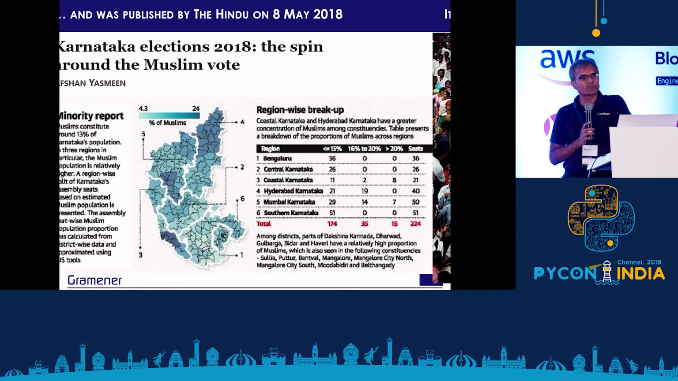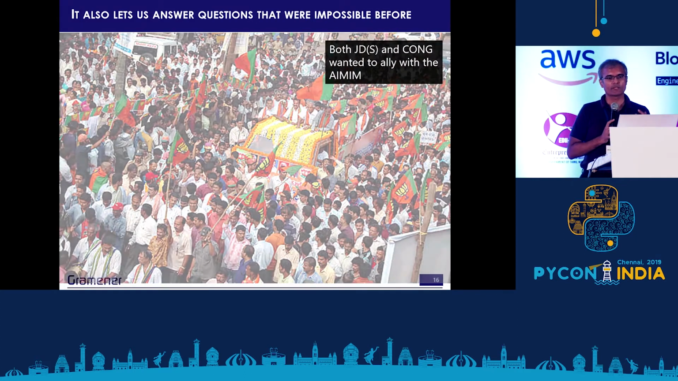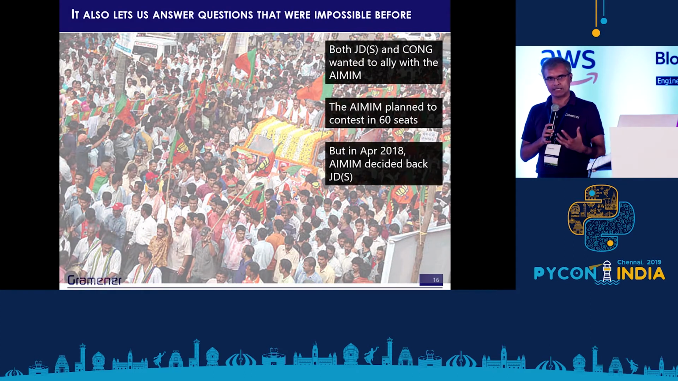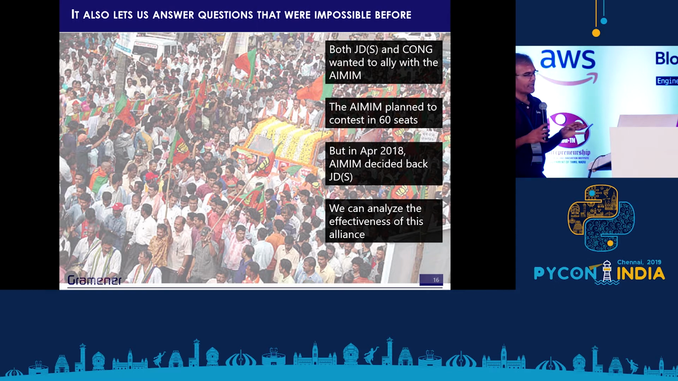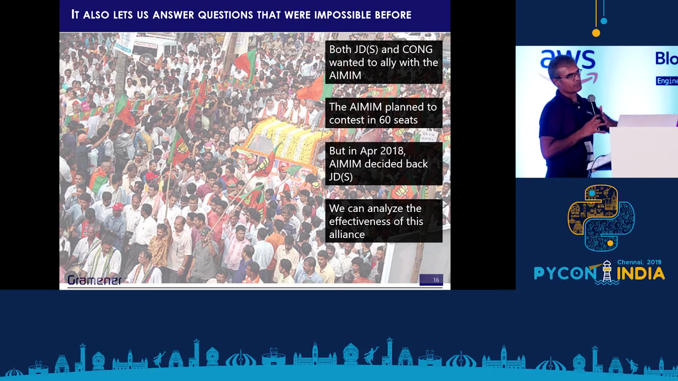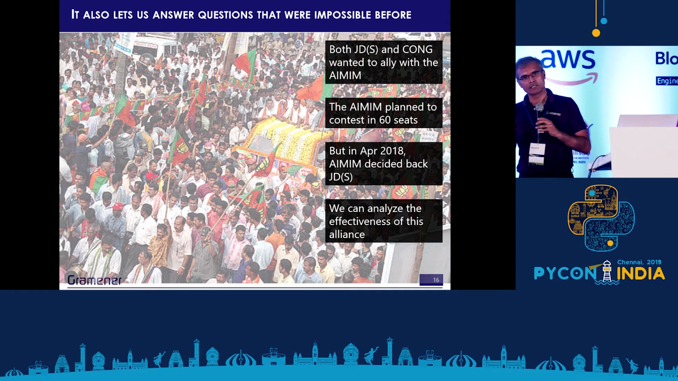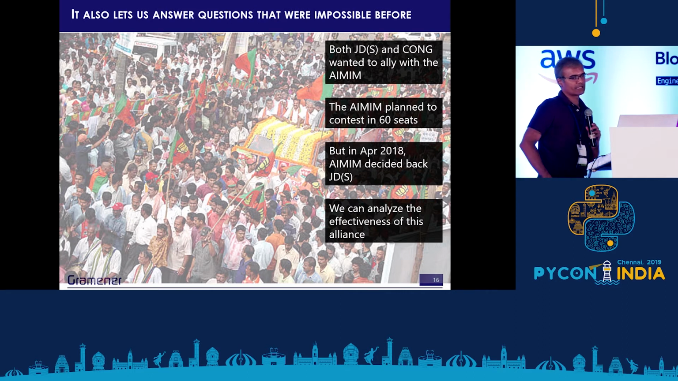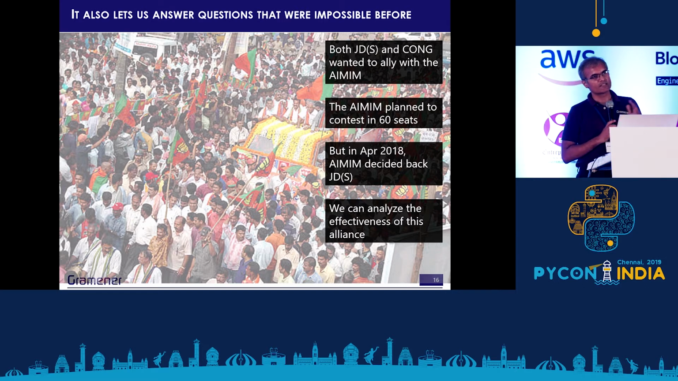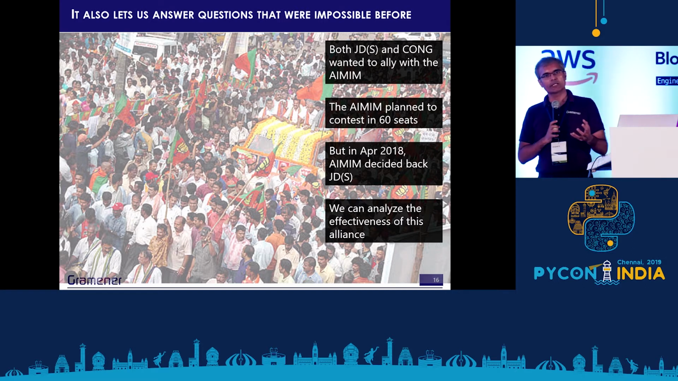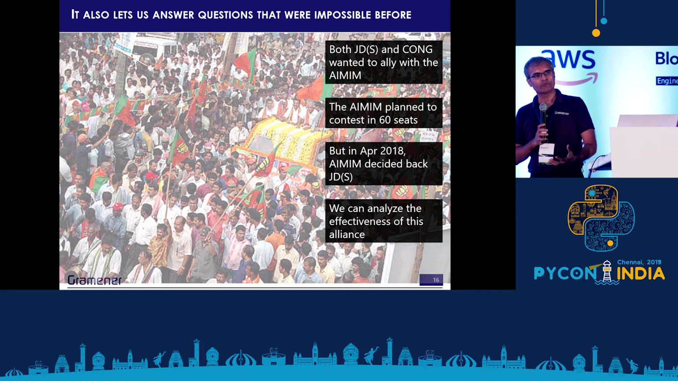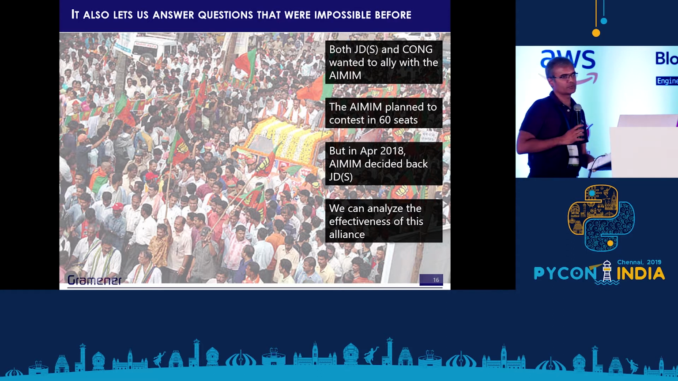Now, what was happening at this particular point was there was a fight for an alliance. The AIMIM, which is a Muslim party whose name is very long and I can't even say it fully, had won a number of seats in Telangana and were looking to also participate in the Karnataka elections. They had planned to contest in 60 seats. Now, to make sure that they get the Muslim vote, both Janata Dal and the Congress were vying for an alliance with the party.